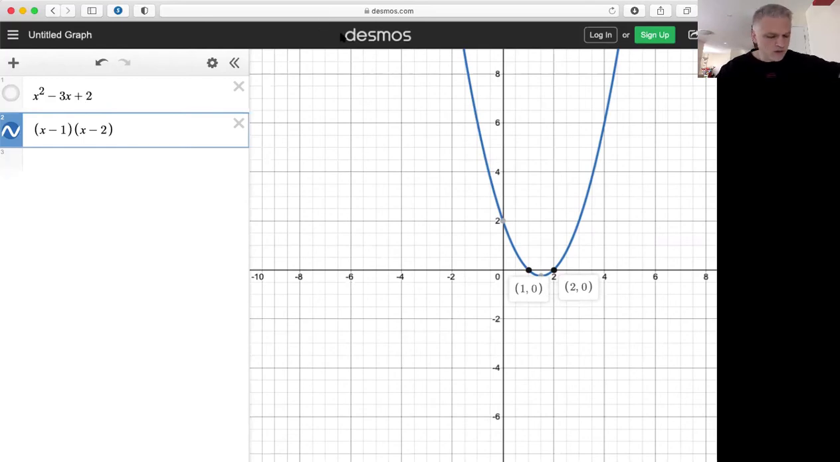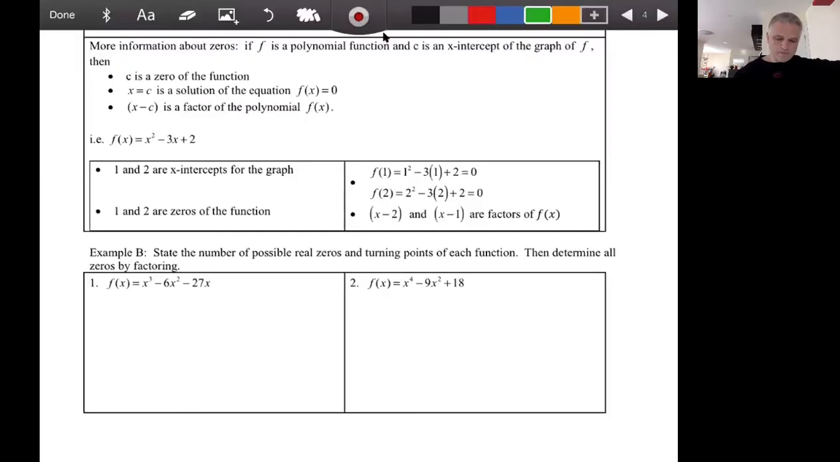We'll go back to our note sheet now. So back to our note sheet. So this little part here just simply says that if we take our solutions and we substitute them for x, that we do get 0. That's why we call them zeros of the function.